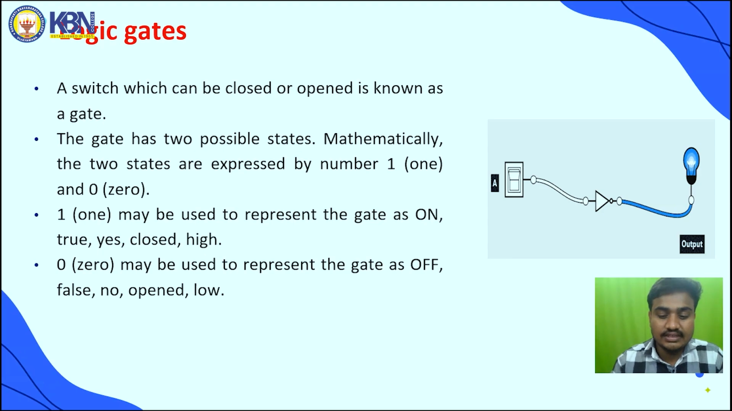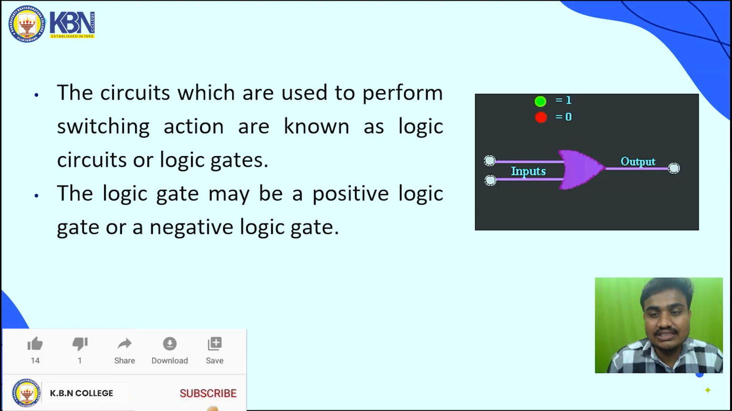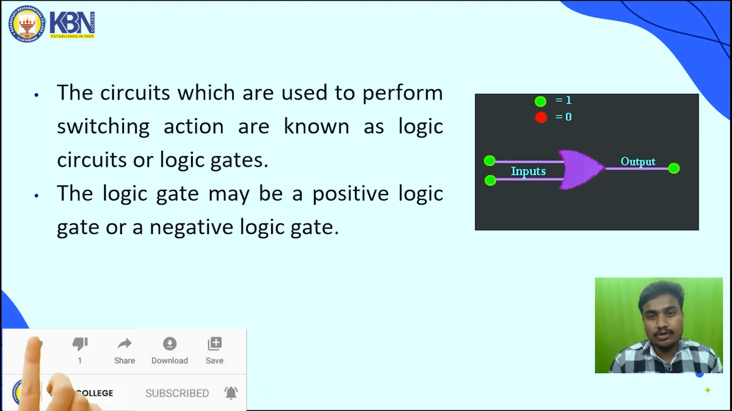The circuits which are used to perform the switching action are known as logic circuits. A switch is nothing but a device used to close and open, and it is called a gate. But if it is used to perform specific logical actions, it can be used as a logic circuit or a logic gate. A logic gate can be positive or negative depending upon the operation it is performing.